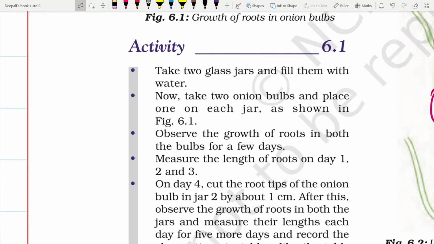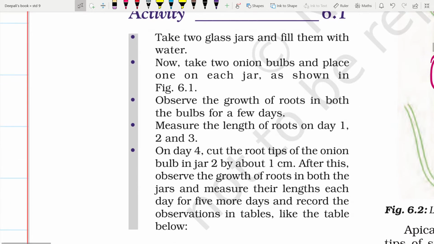Now take two glass jars and fill them with water. Now take two onion bulbs and place one on each jar as shown in the figure. Observe the growth of roots in both the bulbs for a few days. Measure the length of the roots on day 1, day 2 and day 3. On day 4, cut the root tip of the onion bulb in jar 2 by about 1 centimeter.